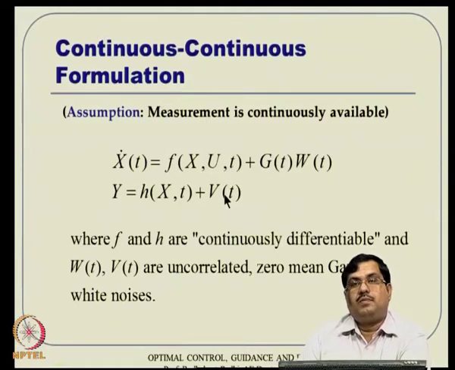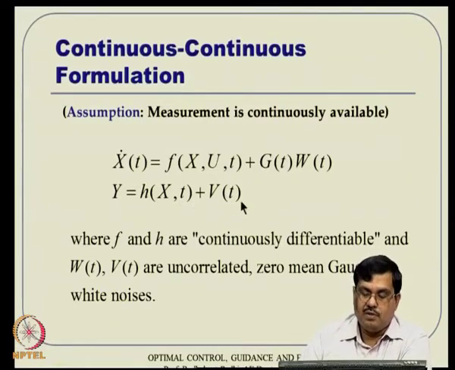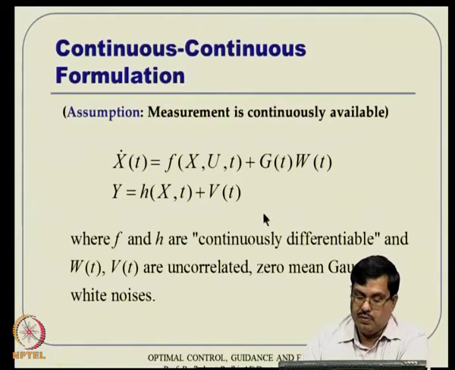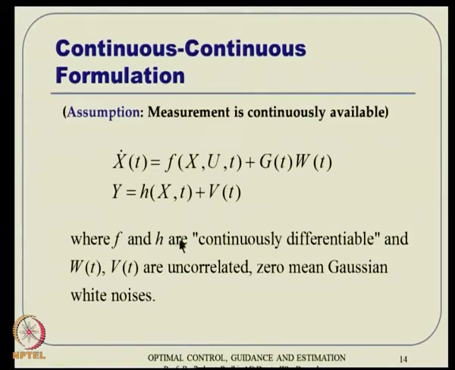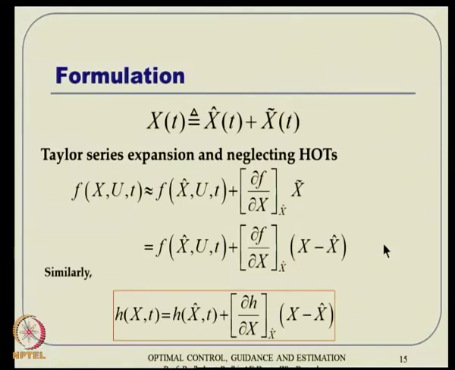Everything is continuous, even measurement is assumed to be a kind of a continuous variable with a very high sampling rate and all that. The other assumption is f and h are also continuously differentiable functions, okay, and as usual w and v are assumed to be uncorrelated zero mean Gaussian white noise. So, those standard assumptions are there with us.